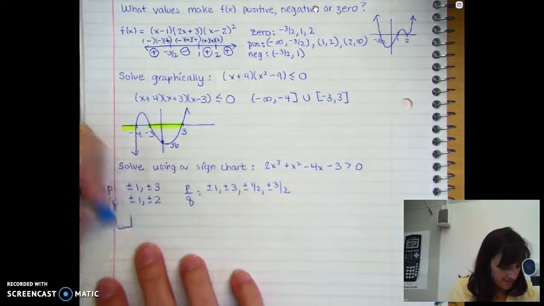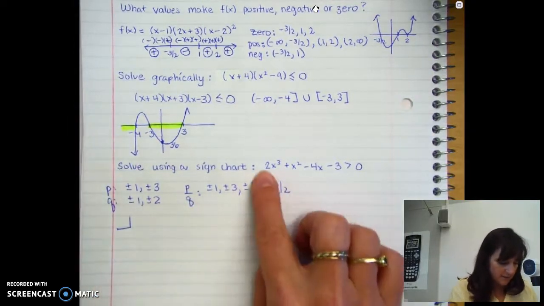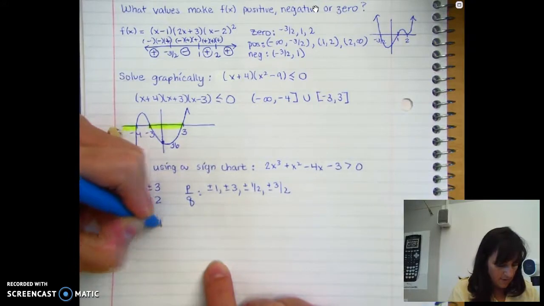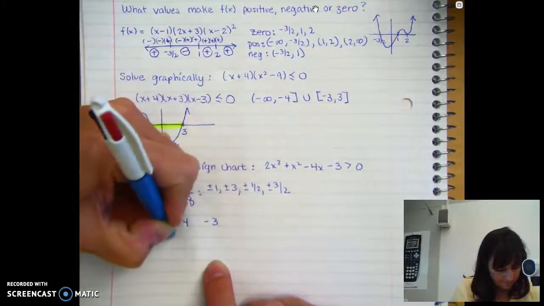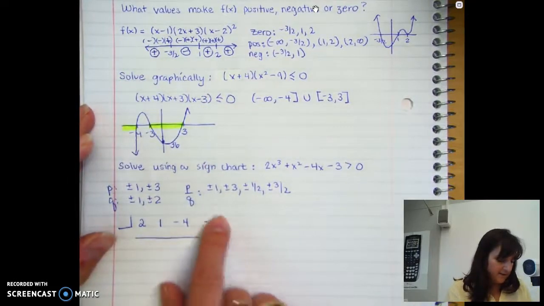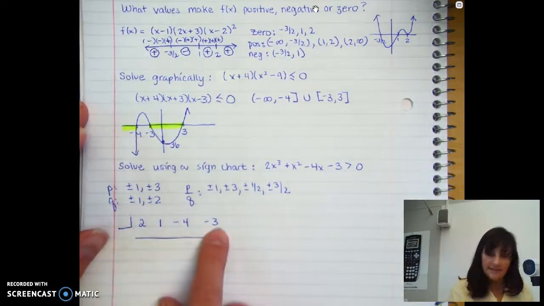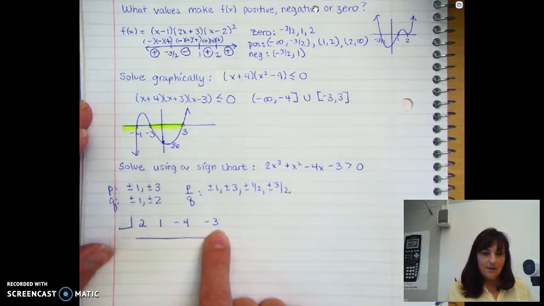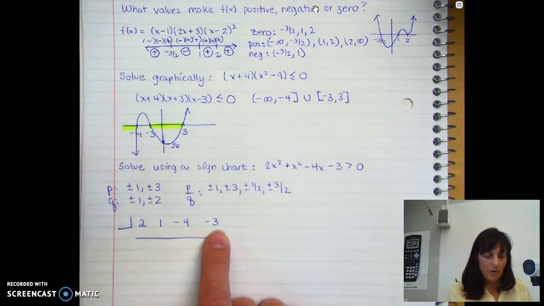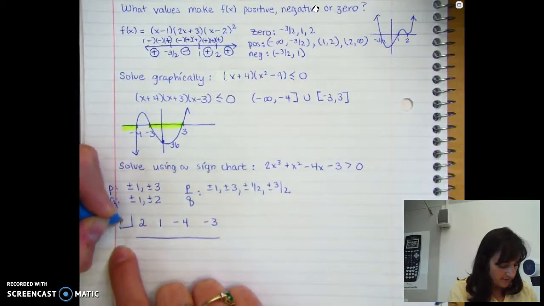All right, so let's see if we can do our synthetic division on this one. 2, 1, negative 4, negative 3. I can look at the arrangement of these numbers, and I don't think they're going to add up to make 1 or negative 1. So I'm inclined to try 1/2. Let's see if 1/2 works for us.